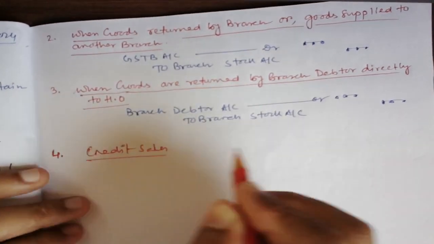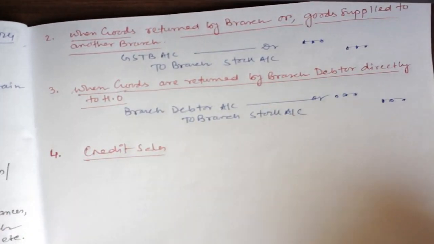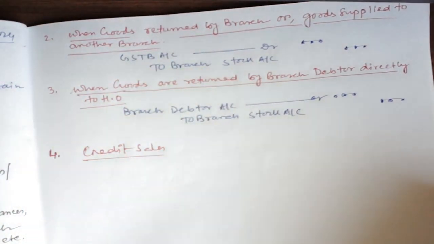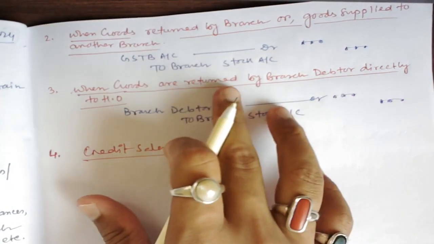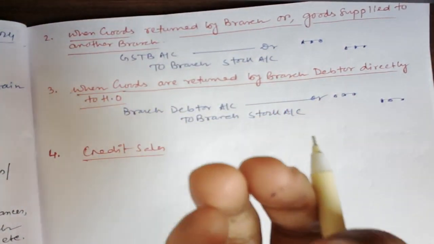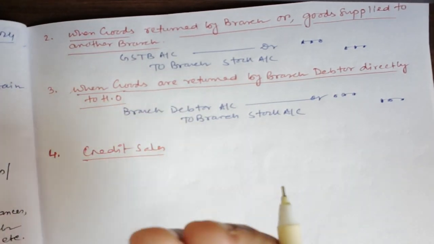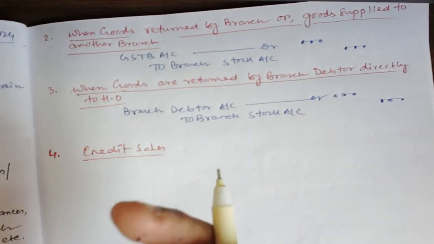So what is the journal entry for the credit sale? Very easy. When sales are going to happen, what is the basic journal entry in case of credit sale? Customer account debit to sale. Now in that given case, as there is no sale account, what is the representative here? Branch stock. Mainly the representative account is the branch stock, because obviously when you are going to sell your goods, then the stock will decrease. Stock is an asset, and when the stock decreases, it will be credited.